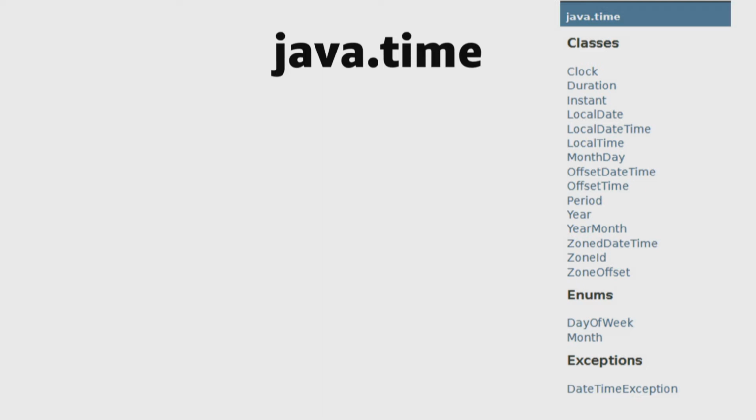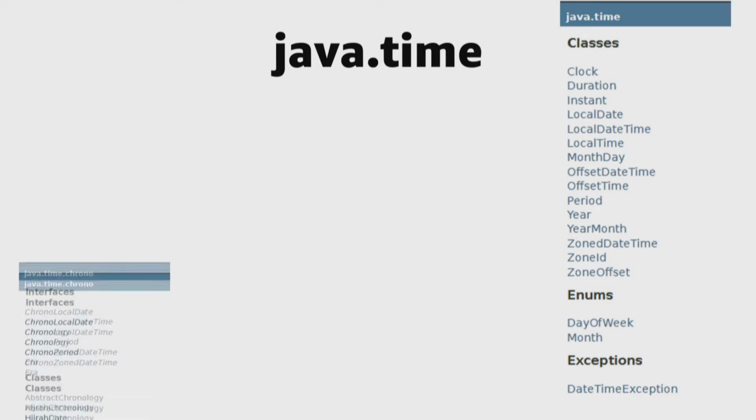So, durations. An instant is an incremental time. Local date, local time, and local date time are floating time values. So there's a set of temporal classes for floating time values. And those time values will stick to the numbers that you give them regardless of time zone. So that makes it much easier to work with floating time values. There's month-day, offset date time, et cetera, lots of those.